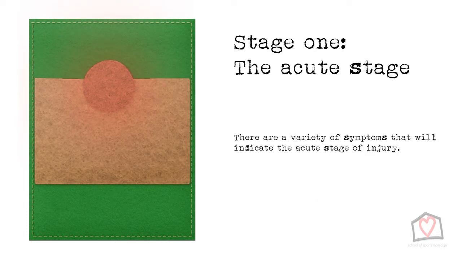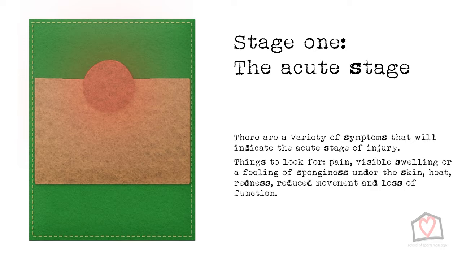There are a variety of symptoms that will indicate the acute stage of injury. The severity of the symptoms will depend on the severity of the injury, but things to look for include pain, visible swelling or a feeling of sponginess under the skin, heat, redness, reduced movement and loss of function. Any given soft tissue damage will have a different presentation, and therefore keep an open mind.